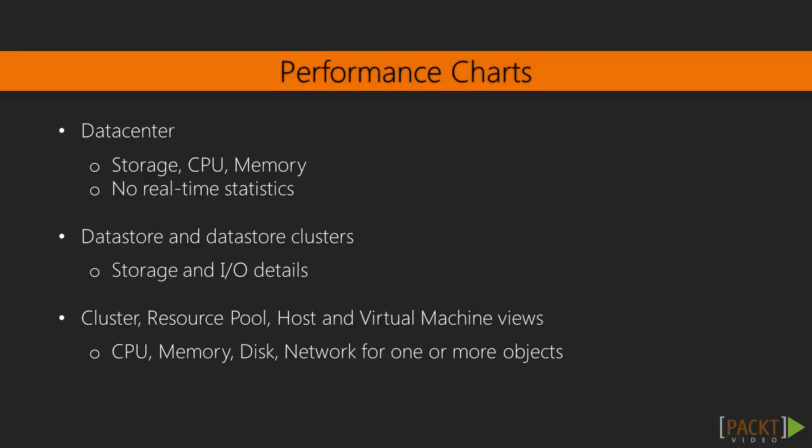So at the data center level, we can get some pretty high-level details of the storage and CPU and memory for all of the clusters and all of the hosts in our environment, but you don't get any real-time statistics. You just get the historical data. For data stores and data store clusters, we can get the storage and I/O details. And then for hosts and virtual machines, or things that are effectively collections of hosts and virtual machines like clusters and resource pools, we can get the full detail about CPU, memory, disk, and network utilization.